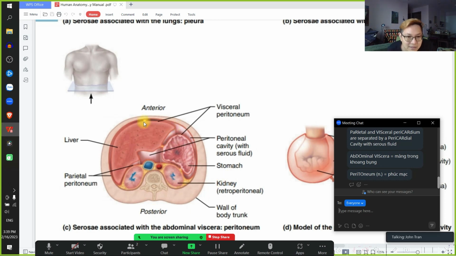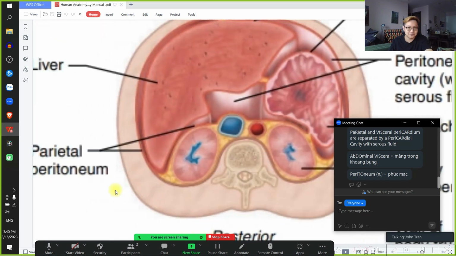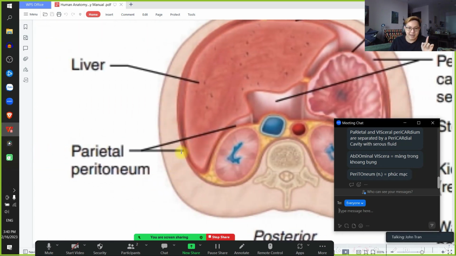So this is a liver. Of course, cái lớp màng ngoài cùng nhất này. Look at this one. The outermost layer that's around the whole abdomen, it's called parietal peritoneum.